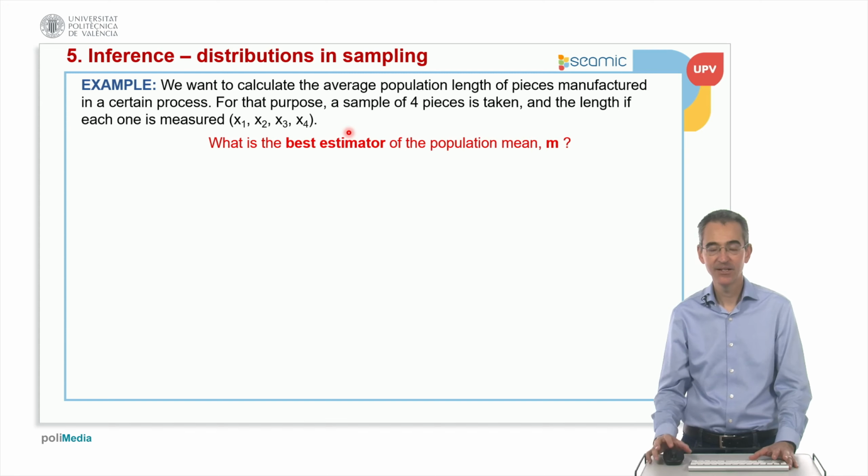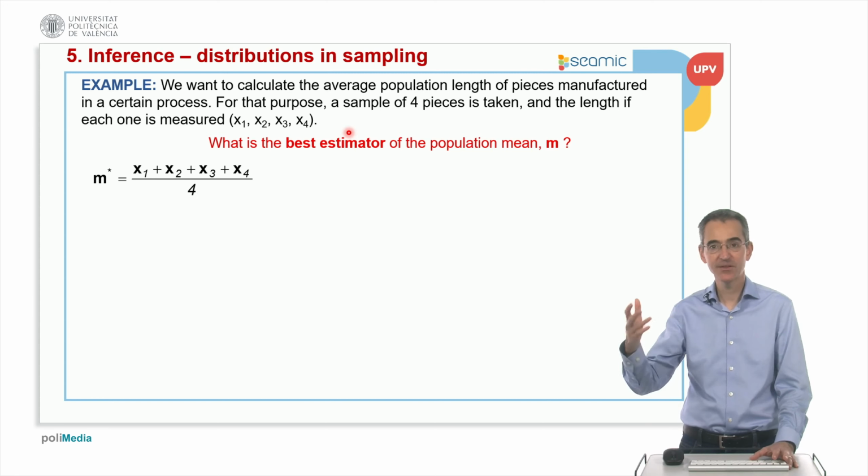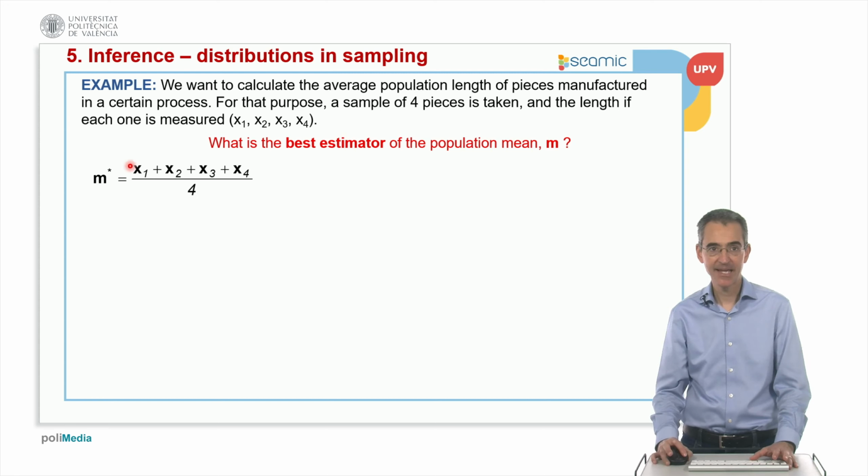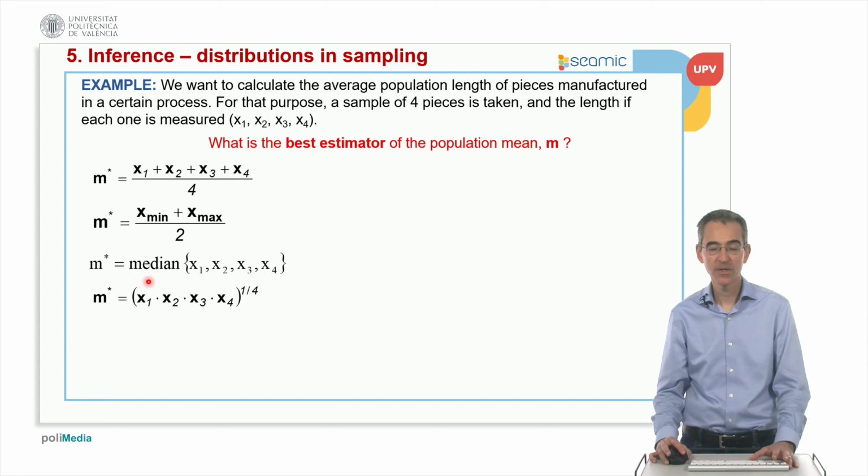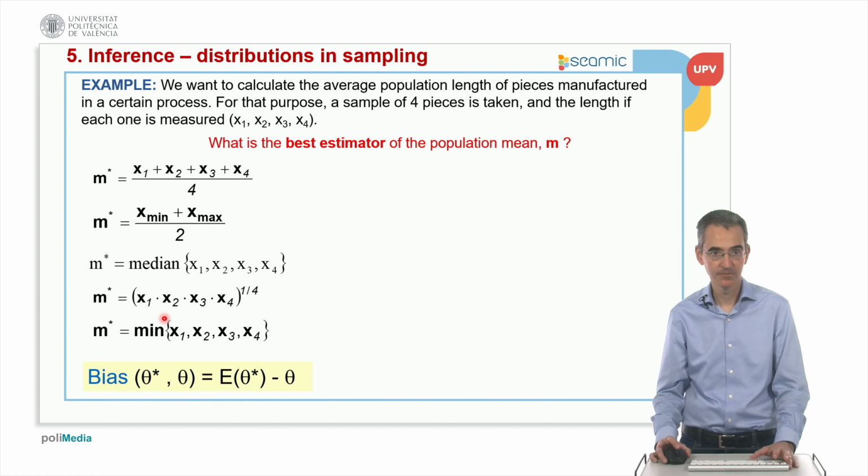So we have 4 values from every sample. What is the best estimator for the population mean? Okay, so we can think of different possibilities. We can estimate the population mean by summing them and dividing by 4, which is the sample average, or we can just take the minimum plus the maximum divided by 2. In this case we are just using 2 out of the 4 values that we have from the sample, or we can just compute the median, or the geometric mean. This is the formula for the geometric mean. Or we can just compute the minimum.